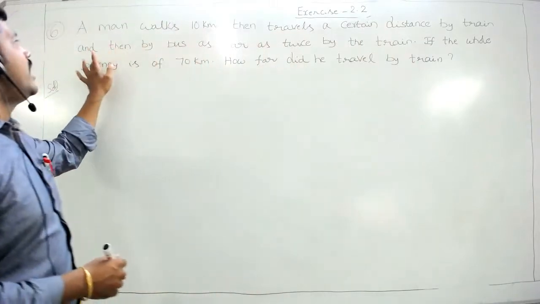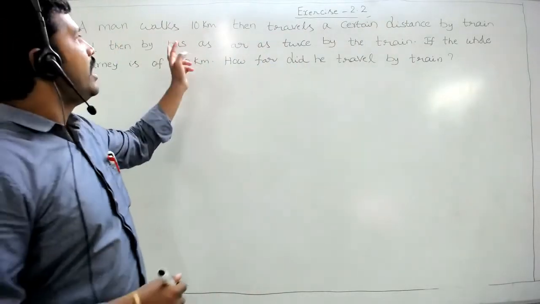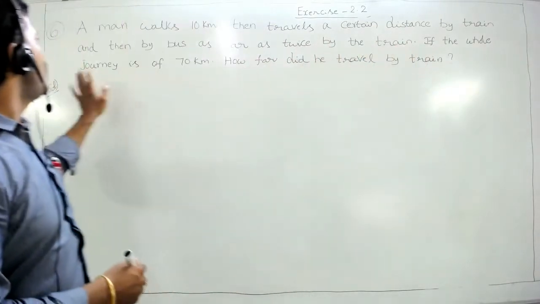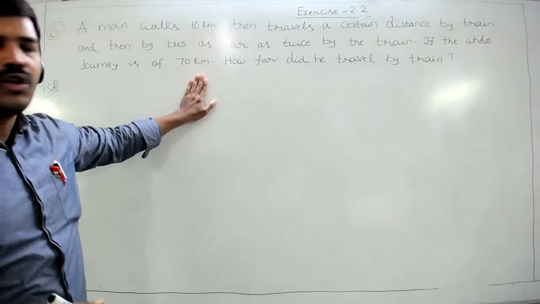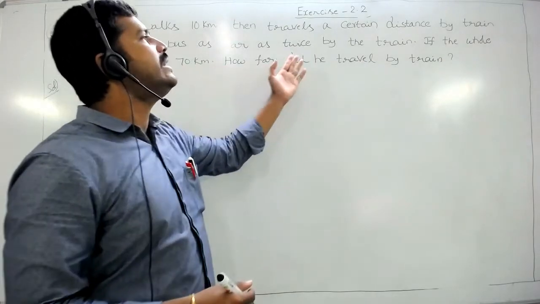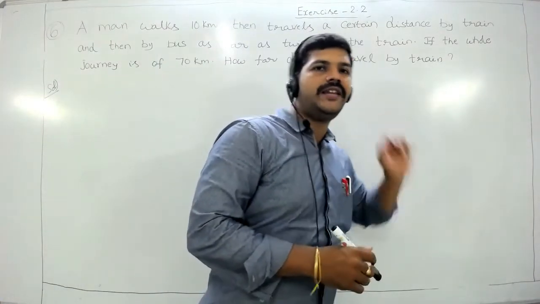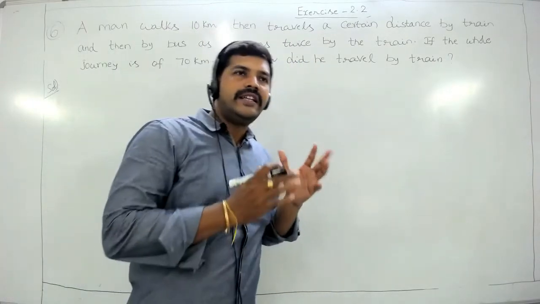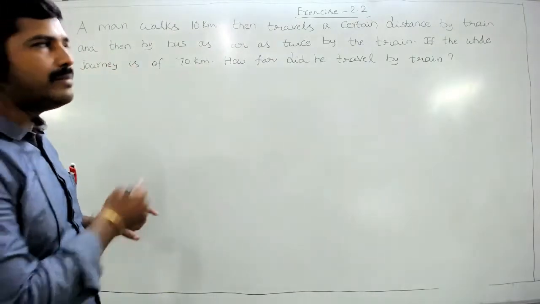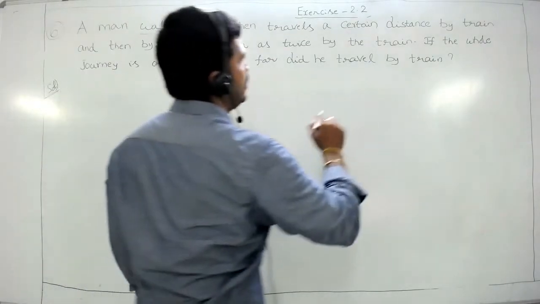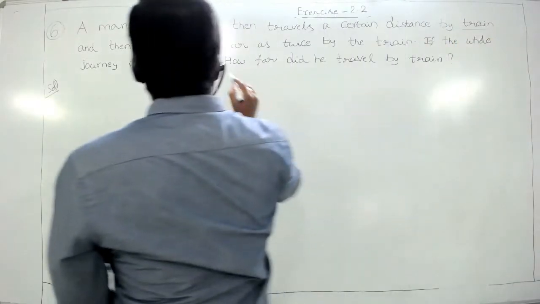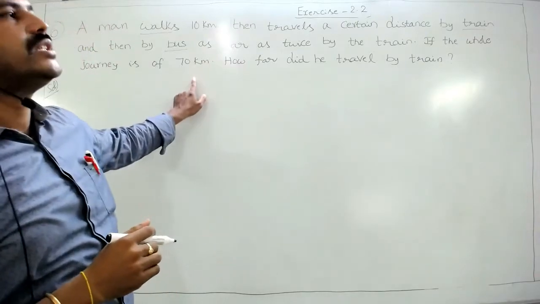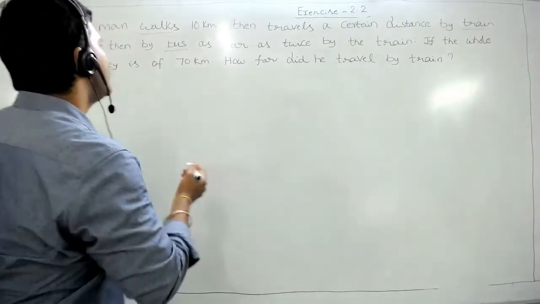Now let us see the sixth problem. A man walks 10 kilometers, then travels a certain distance by train and then by bus, as far as twice by the train. If the whole journey is 70 kilometers, how far did he travel by train? This is all about a person who covered a certain distance of 70 kilometers by walking, train and bus. What is the total distance covered? 70 kilometers.